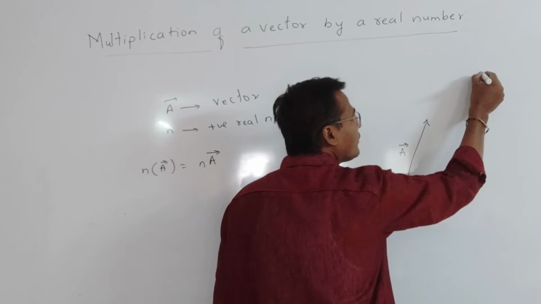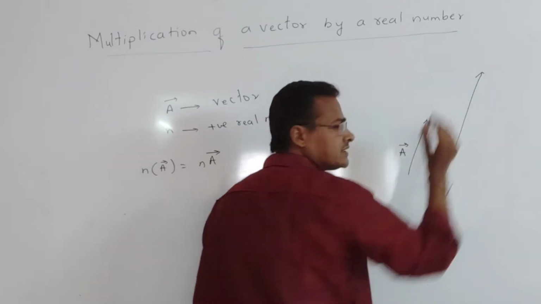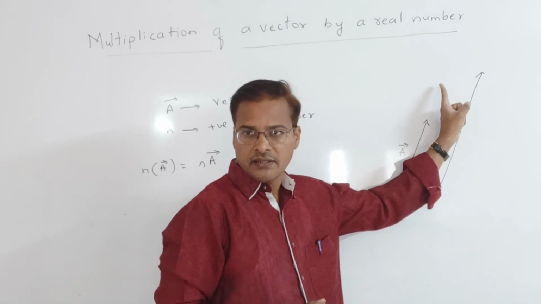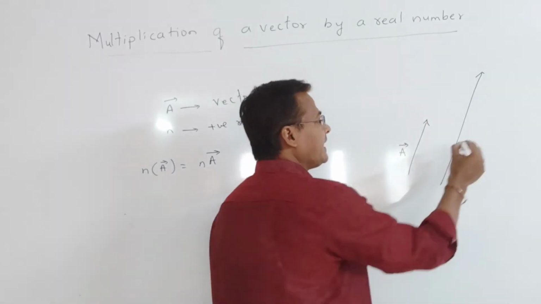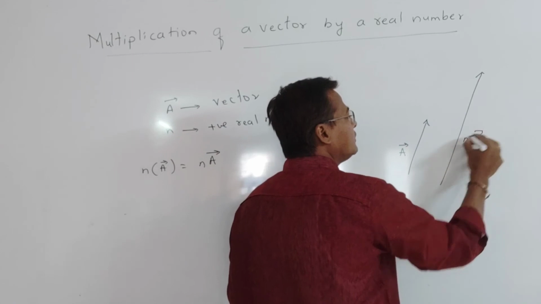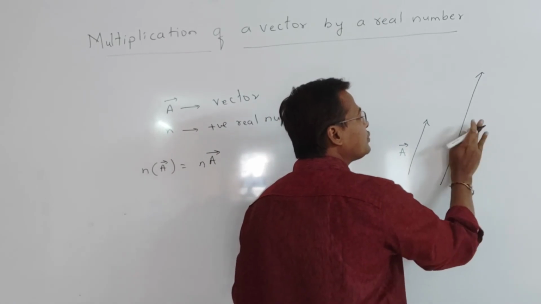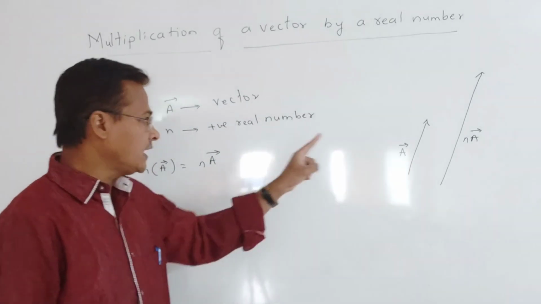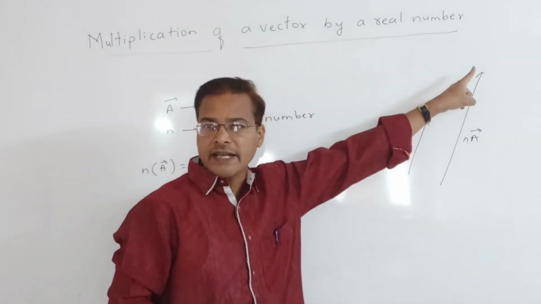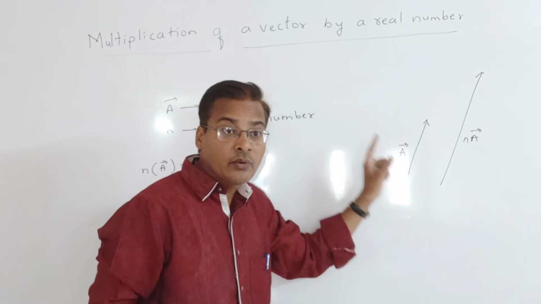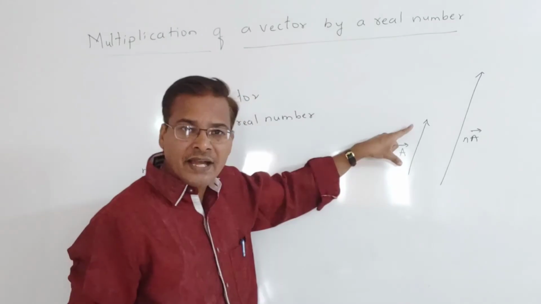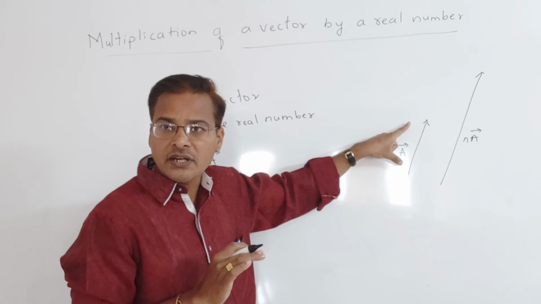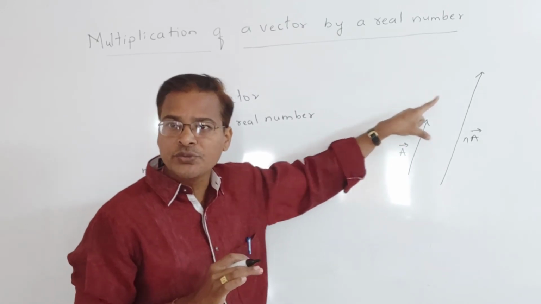So what are we getting now? The direction of the vectors is the same, A vector and the other vector. The multiplication vector, n of A vector, has the same direction because we have taken a positive real number. Positive real number means both vectors have the same direction. Only its magnitude is going to be changed. Magnitude means number.